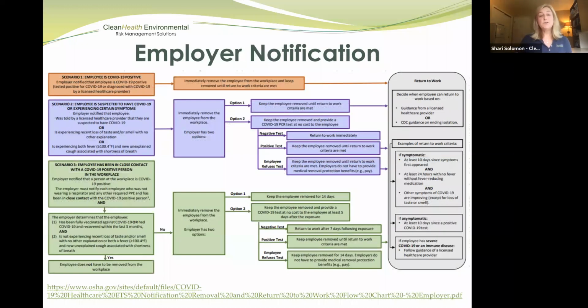Another great flowchart, which would be for employer notification. So once the employee notifies the employer that they're positive, or that they have symptoms, or that they've been in close contact with someone that's positive, then again, there's a nice flowchart there under OSHA to help you determine procedures, record keeping, and return to work policies.